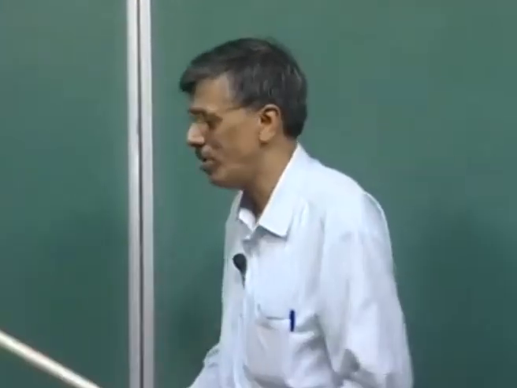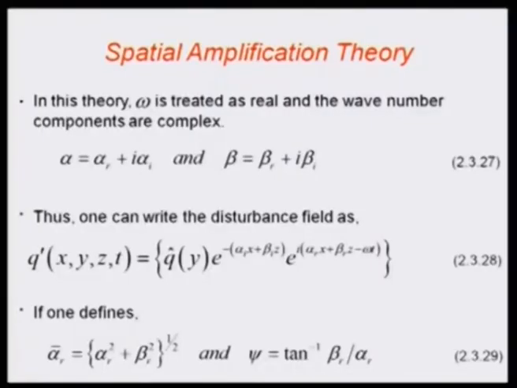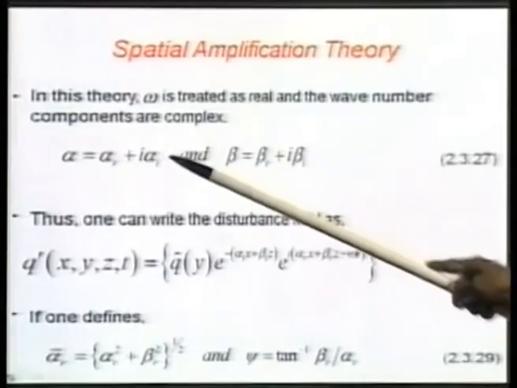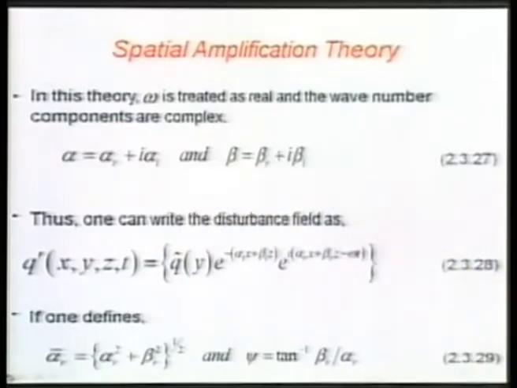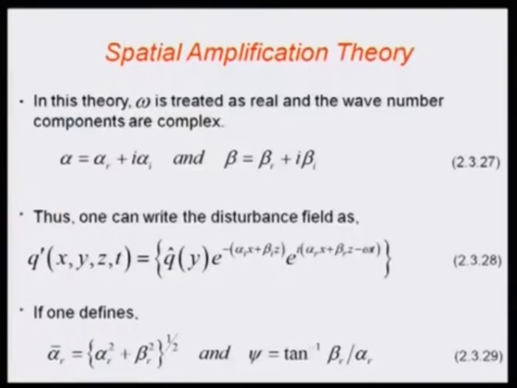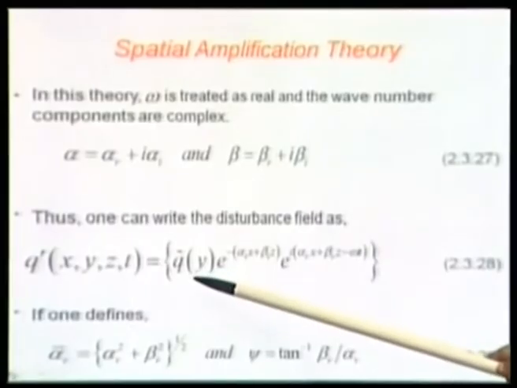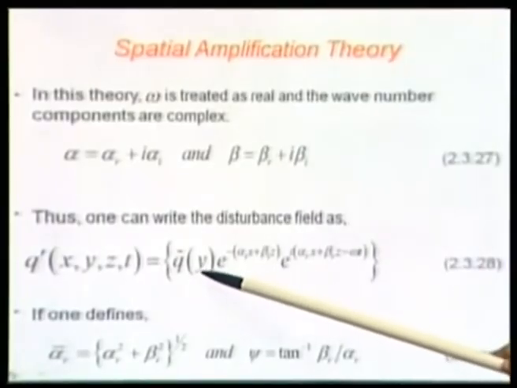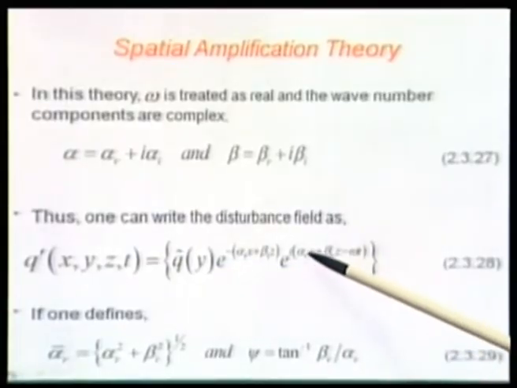In the last class, we were discussing the distinction between spatial and temporal amplification theory used in linearized stability analysis. We came up to the spatial theory, where we said that the wave number components are complex in the x and z direction, that is the streamwise and the cross flow direction. As a consequence, you notice that there is this part, which is essentially an amplitude, which is a function of y and x and z, and this is the phase part.